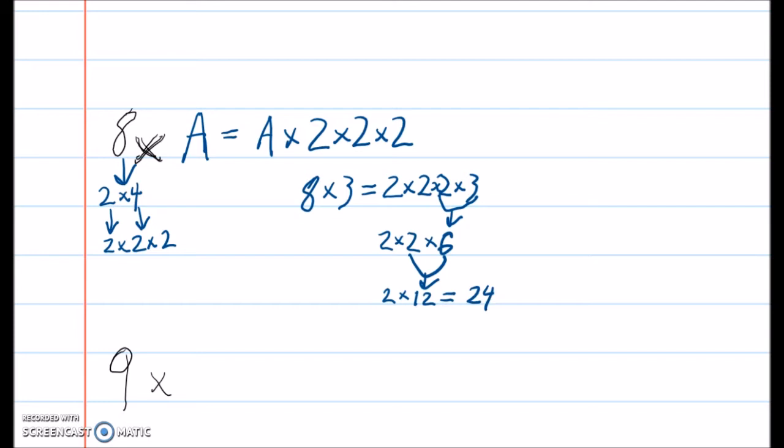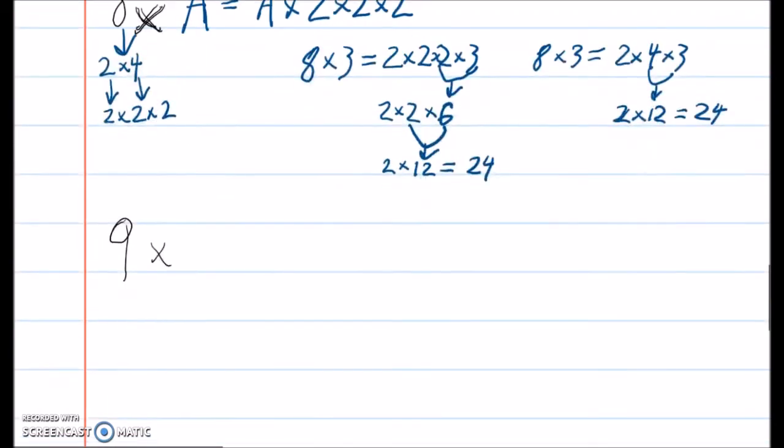And that's correct. Or you could even do this if it's easier for you, and break it down like this. 2 times 4 times 3. So 4 times 3 equals 12, times 2 equals 24. So both ways work, whatever works for you.